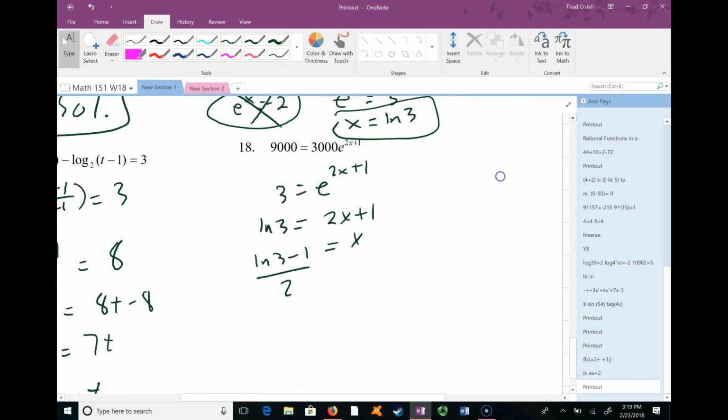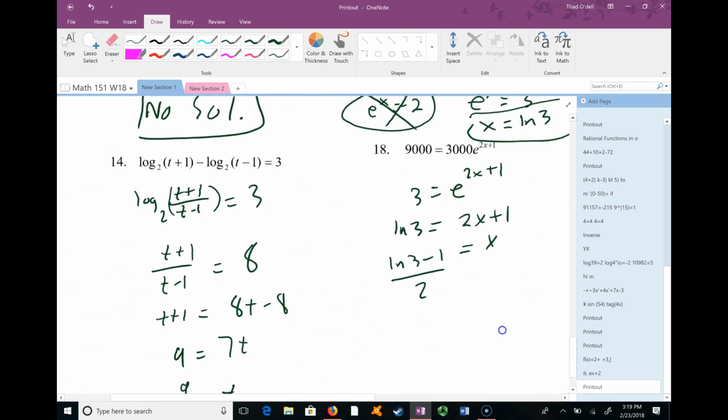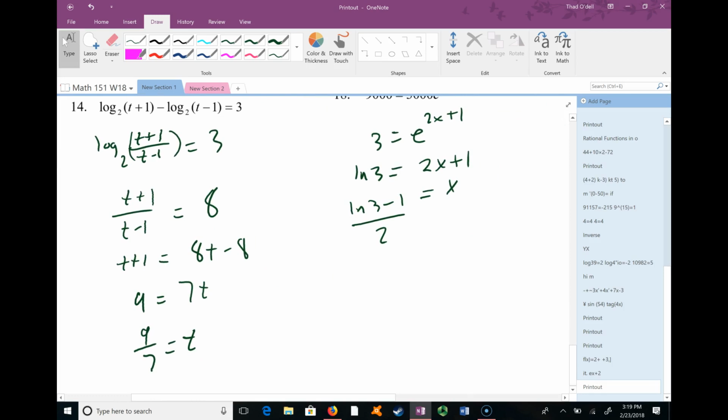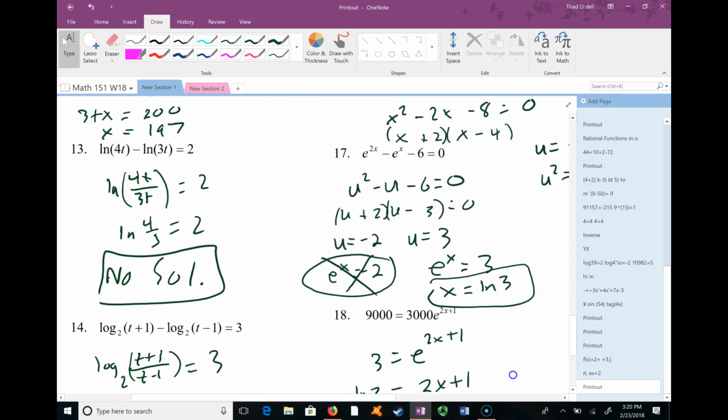So there's a pretty good smattering of exponential equations. Again, hopefully you had fun doing this.